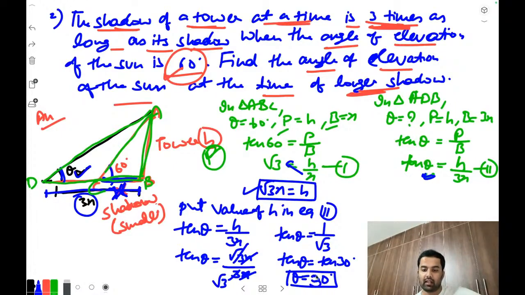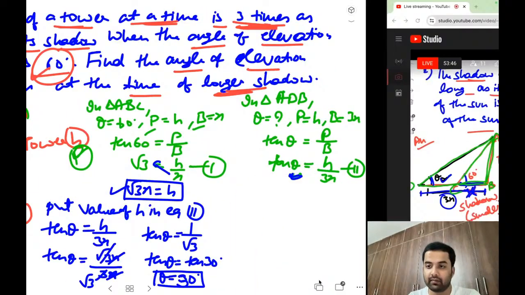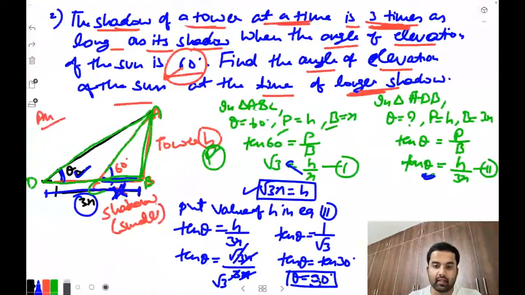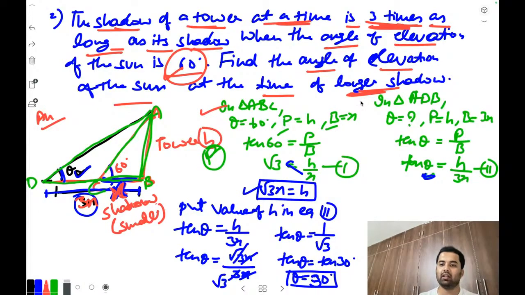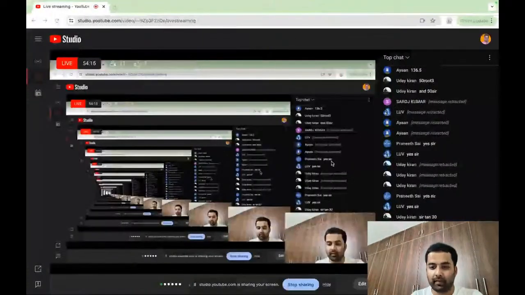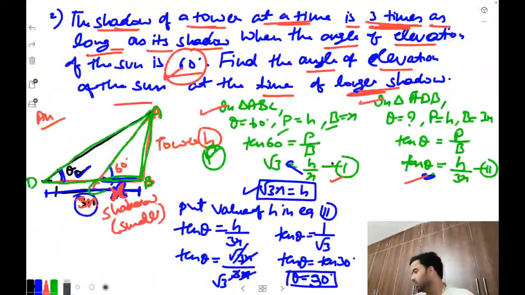I hope this is clear. Is it okay, everyone? What did we do here? First, the shadow we assumed as x. First we assume x, and we are getting here 3 times as long, which means 3x. Separately we kept the triangle, we got the ratios, and we kept the values, we got the answers. Understood? I feel you understood. Okay, let me proceed further.